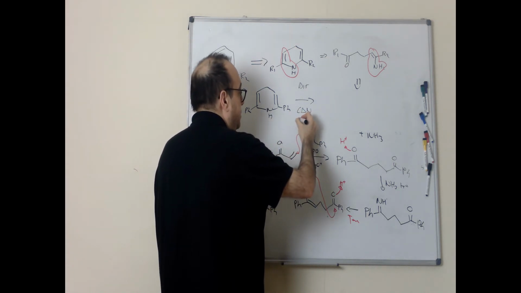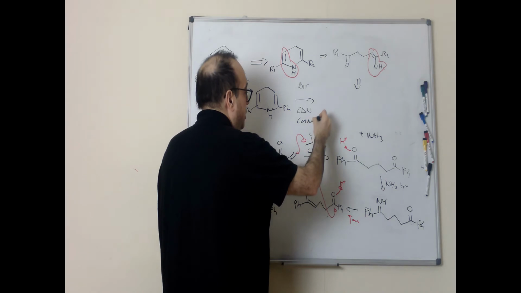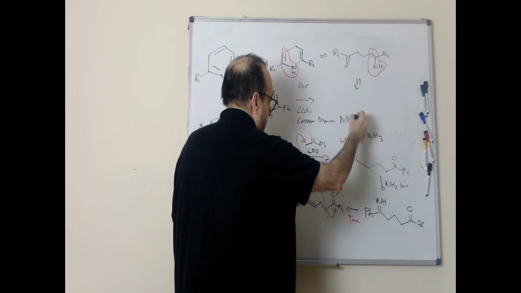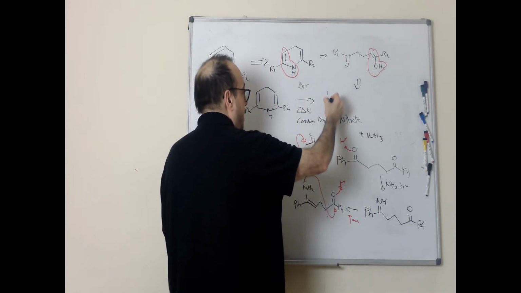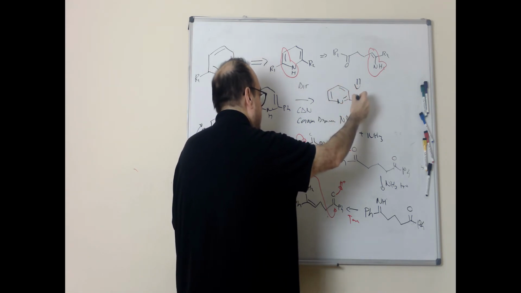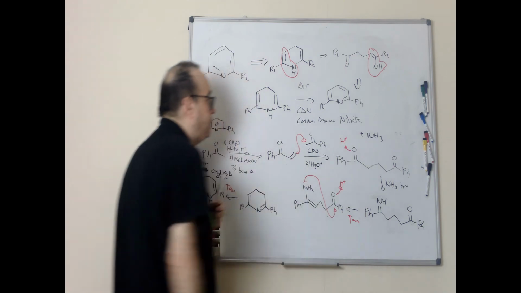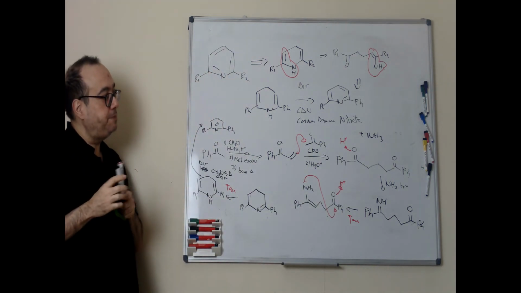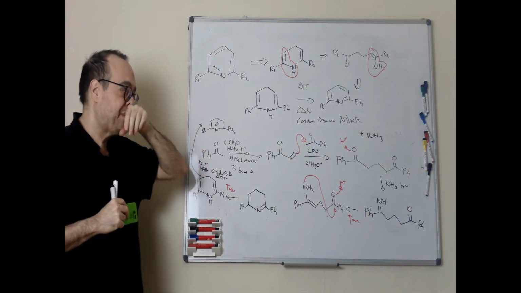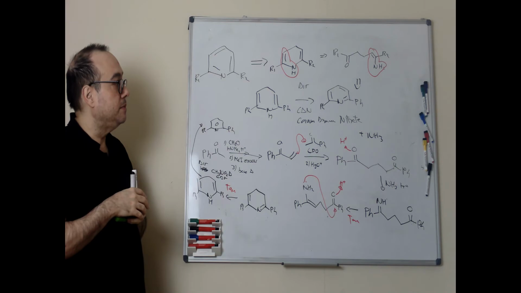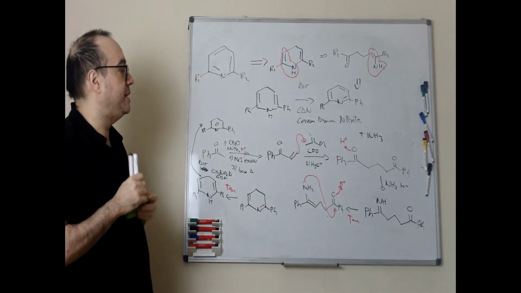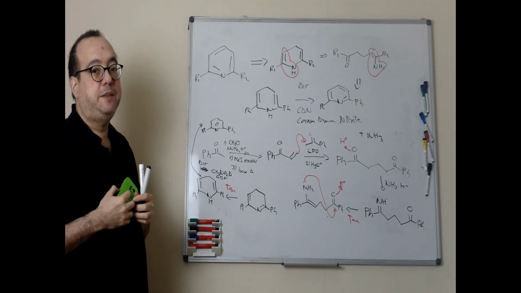CAN is cerium ammonium nitrate. If you check Wikipedia, you will find exactly that. And we get the pyridine, the synthesis of the pyridine. That means this is the most common method. We generate the 1,5-dicarbonyl compound, we add ammonia, and then we cyclize. And we oxidize at the end.